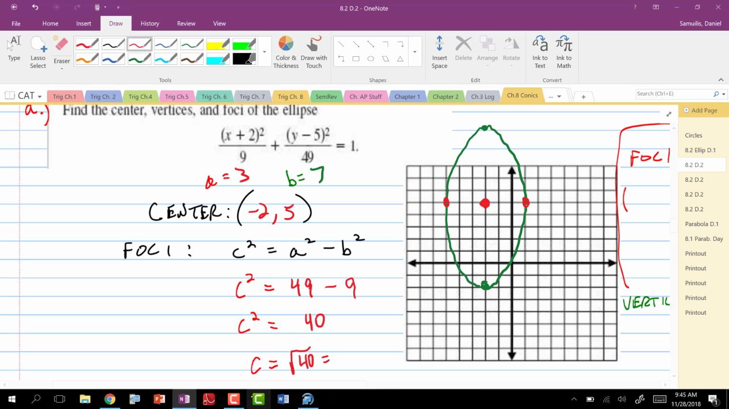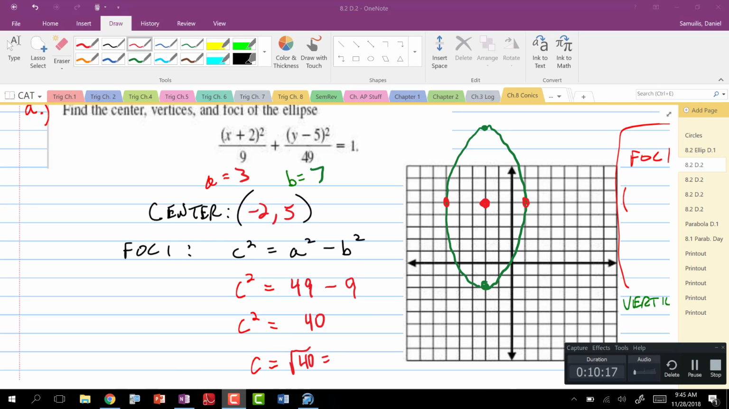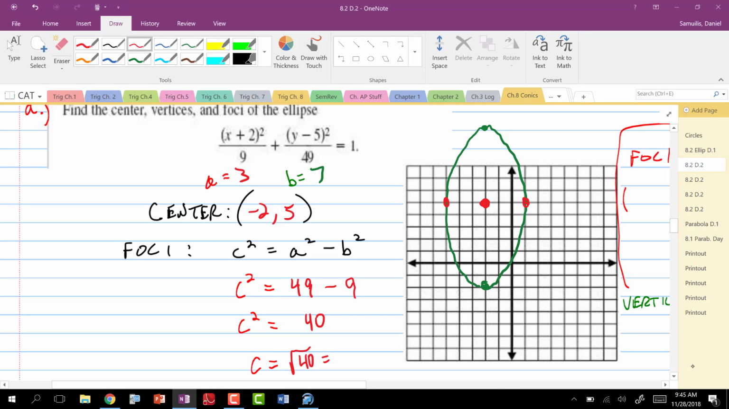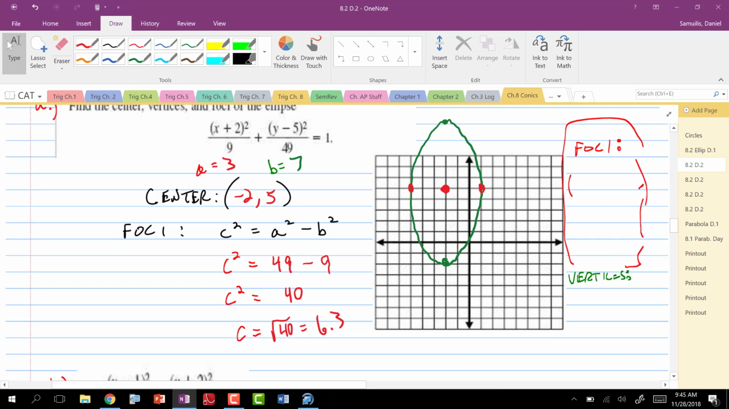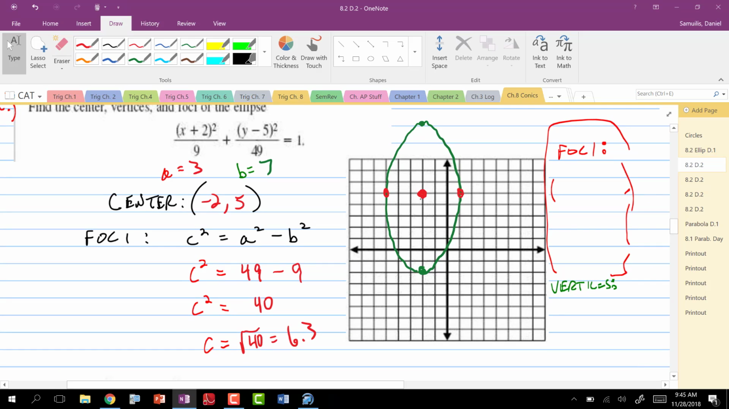Can someone help me out? I'll pause this as it takes 7 minutes for someone to actually get their calculator out and help a guy. It only took 10 seconds. 6.3. So I'll show you how we can write the foci, but I do want to graph them though. So 6.3 is really close to those endpoints. So I do like doing that.